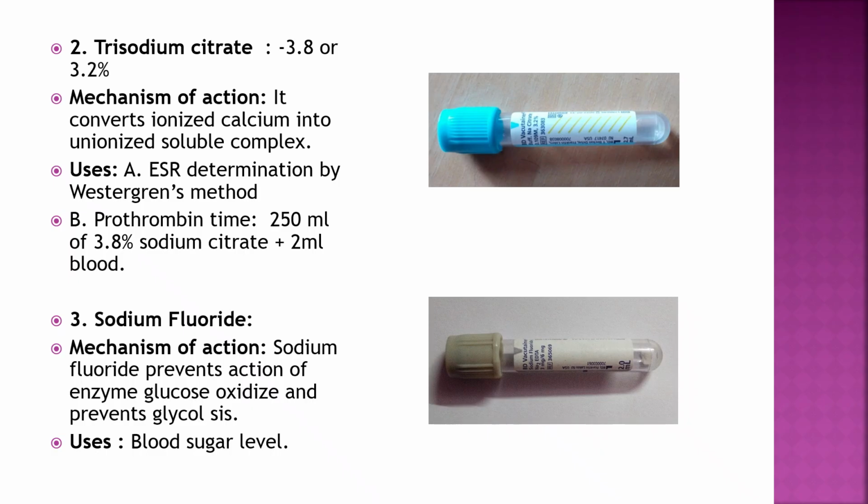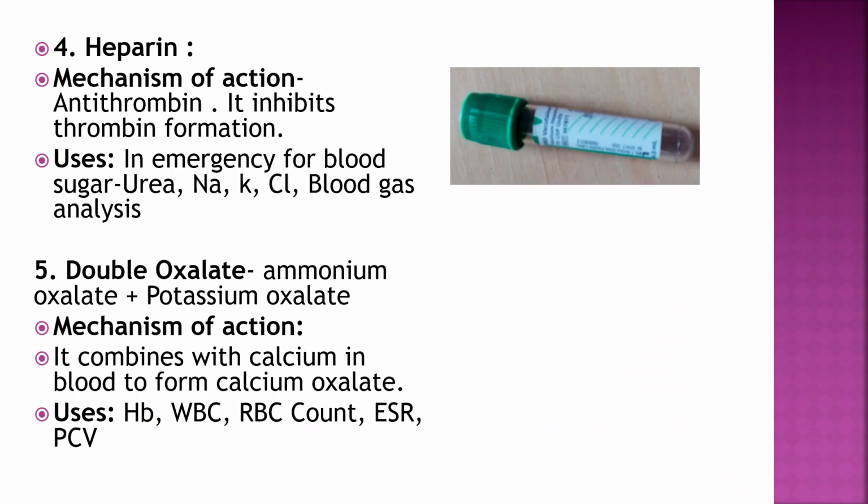Third is sodium fluoride. Mechanism: it prevents glycolysis of the sugar in the blood, and because of that the blood sugar level is maintained, because it prevents the action of the enzyme glucose oxidase. Its use is for blood sugar level. Other anticoagulants.